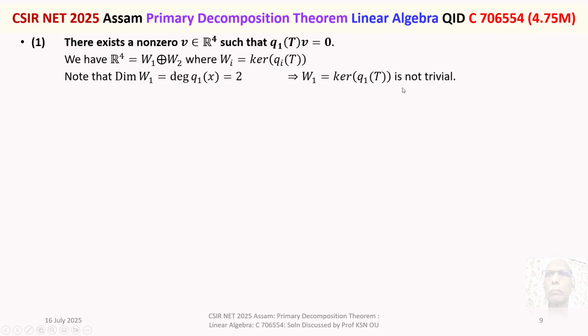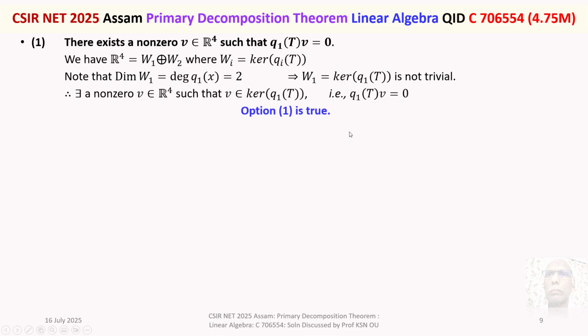When it is not trivial, there exist non-zero elements in W1. So there exists a non-zero V belonging to R to the power of 4 such that V belongs to the kernel of Q1 of T. That is, Q1 of T operating on V is 0. So there exists a non-zero vector V belonging to R to the power of 4 such that Q1 of T operating on V is 0. Thus, our option 1 is true.